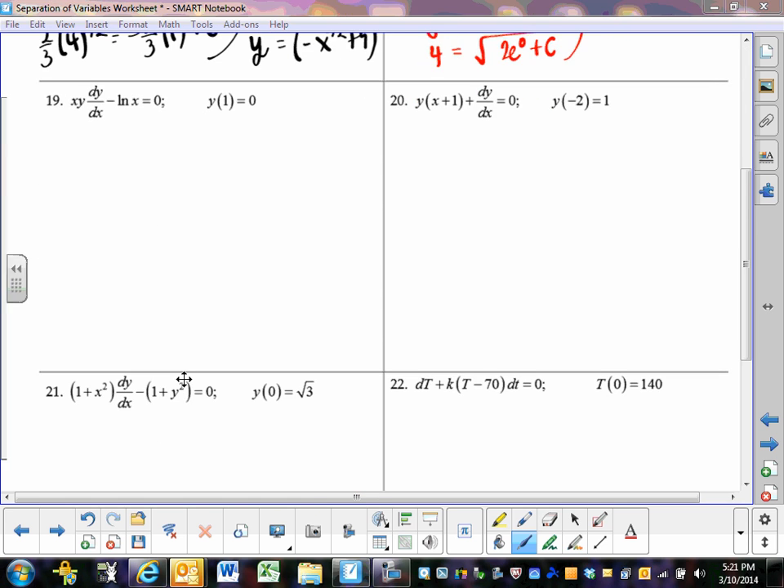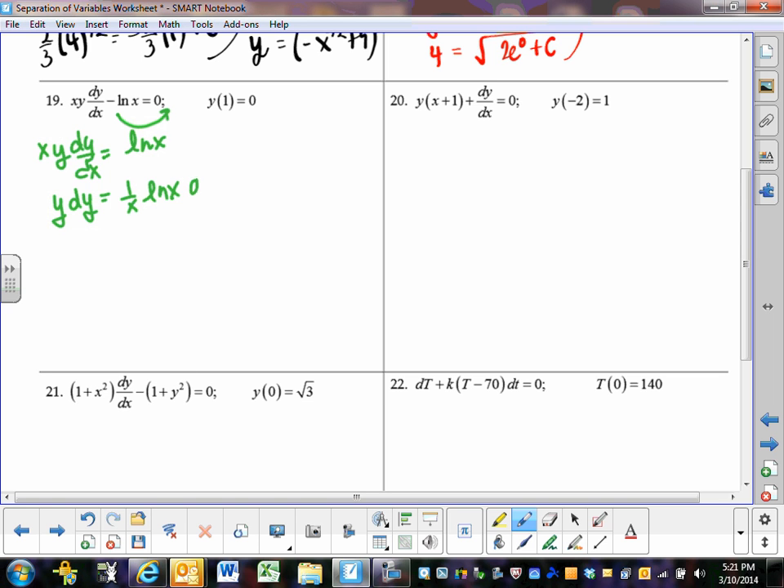Using the initial condition, I have 2/3 times 4 to the 3/2 equals negative 2/3 times 1 plus c. So that means we have the square root of 4, which is 2, 2 cubed, which is 8, so we have 16 over 3 equals negative 2/3 plus c. So 18 over 3 would have to equal c. So we have 2/3 y to the 3/2 equals negative 2/3 x to the 3/2 plus 18 over 3.